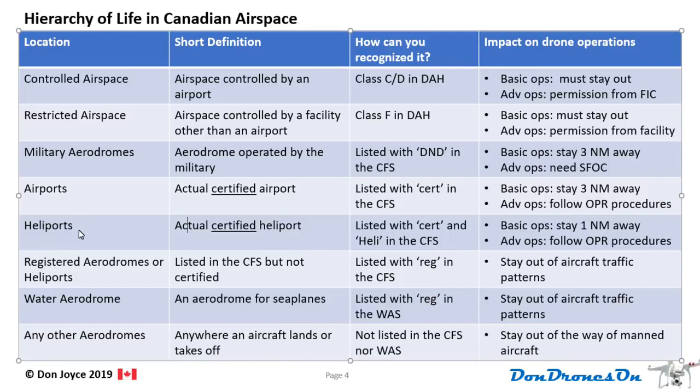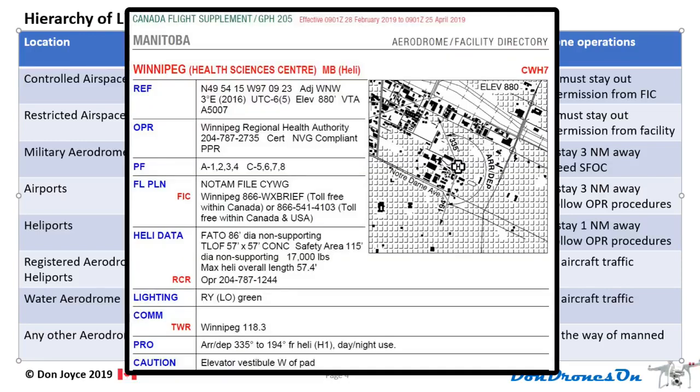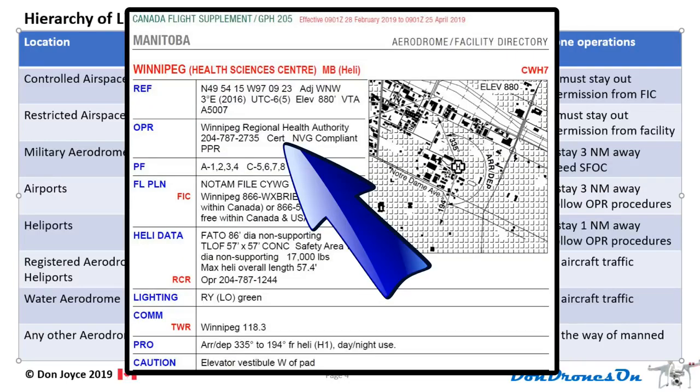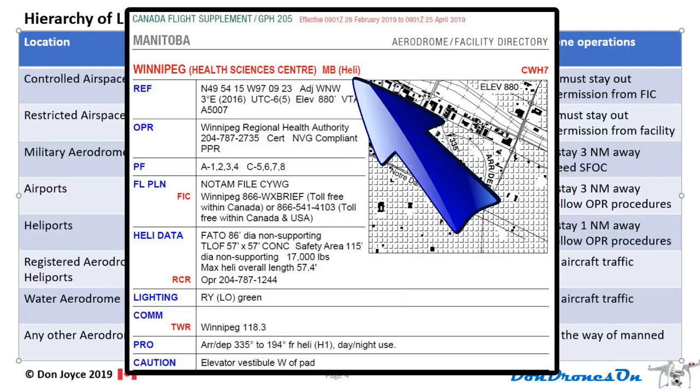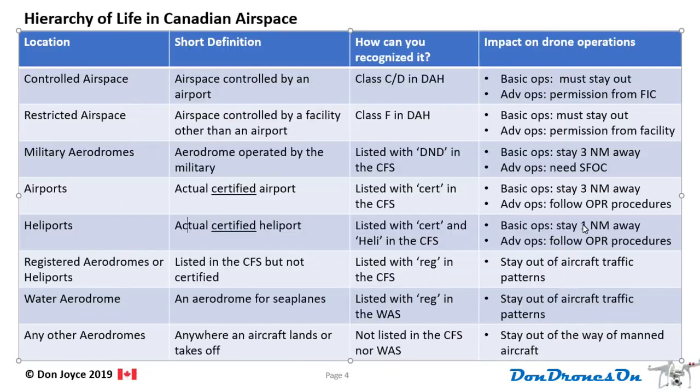Heliports, very similar to airports, just a little smaller. Again, heliports come in 2 flavors, regular and certified. Certified heliports are identified with a CERT in the CFS, and they're identified as heliports because they say heli in their title or in the operations area. Basic operations, you only need to stay 1 nautical mile away, and in advanced operations, it's exactly the same as airports. You contact the operator of the heliport and you follow their established procedures. If they don't have established procedures, you talk to them and make sure that you're following their instructions.